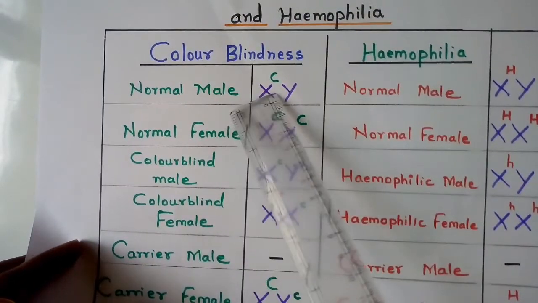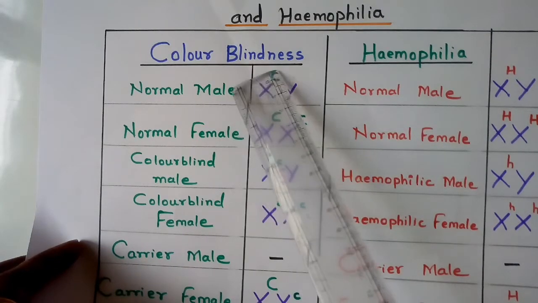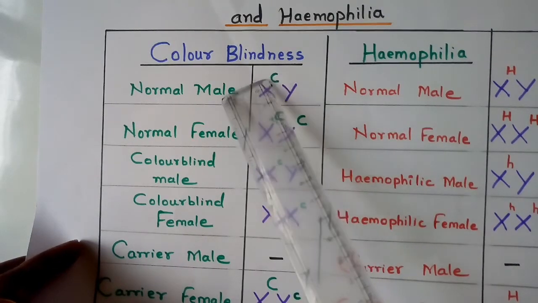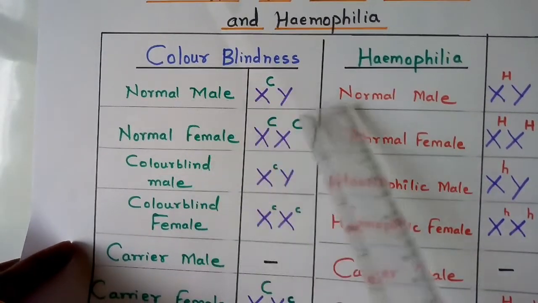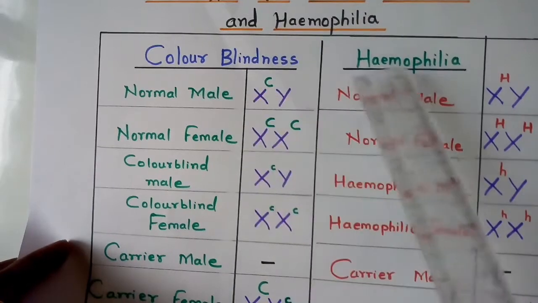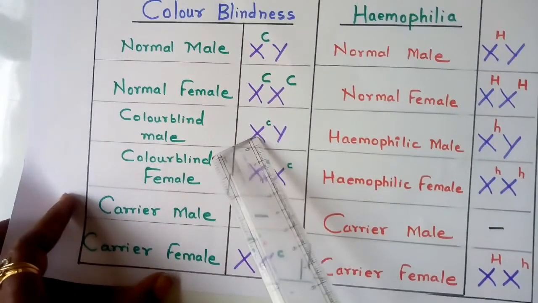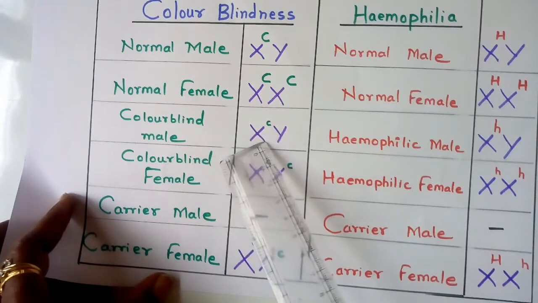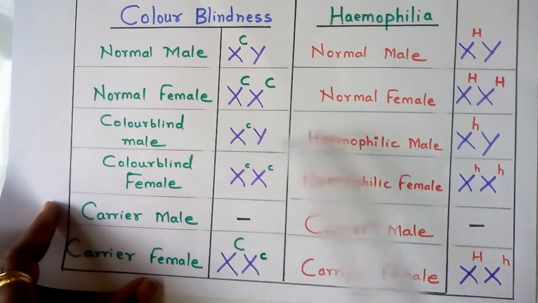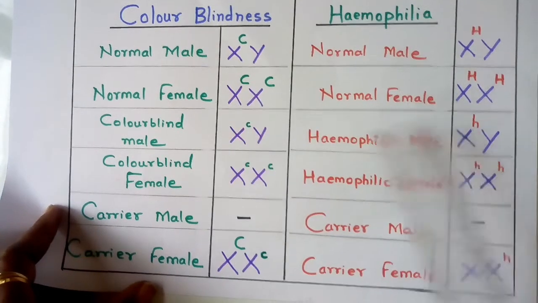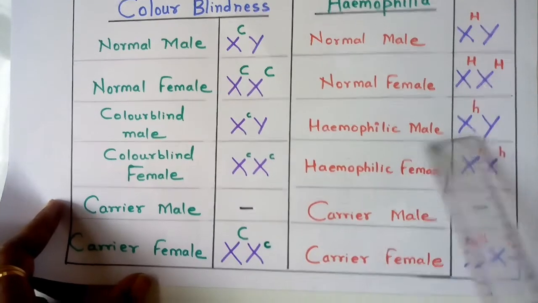Only thing is, in a male there is only one X chromosome. So even though on this X chromosome the dominant gene is present, that means the individual will be a normal person. He will not suffer from color blindness or hemophilia. In males, there is one X chromosome, and if it is carrying a recessive gene, either for color blindness or hemophilia, the male will become colorblind or hemophilic.